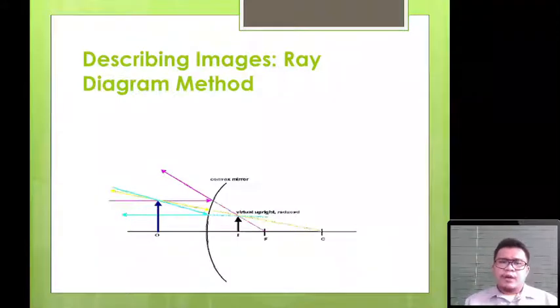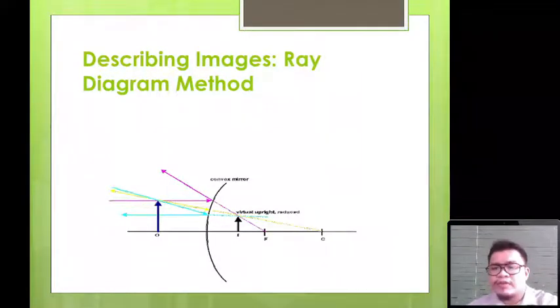Now, I mentioned the ray diagram method a while ago. One of the ways that we can describe images that are formed in spherical mirrors is through the ray diagram method. This is a technique that we can use in order to describe qualitatively the image formed by spherical mirrors.